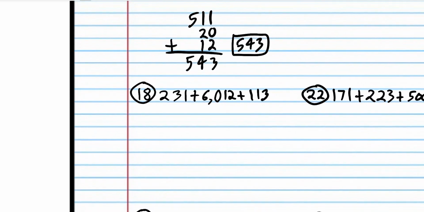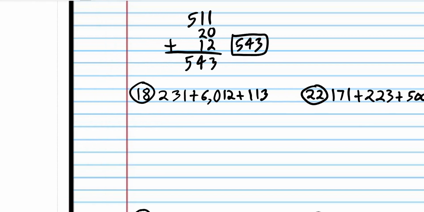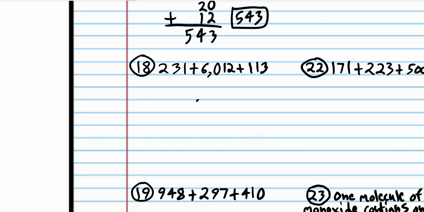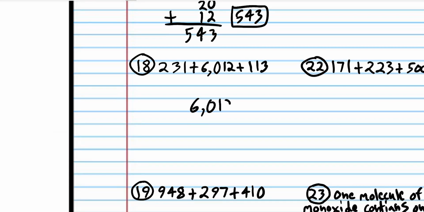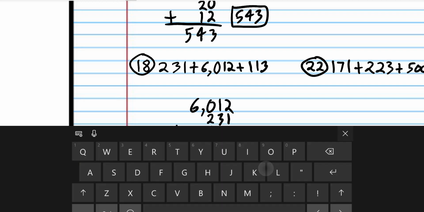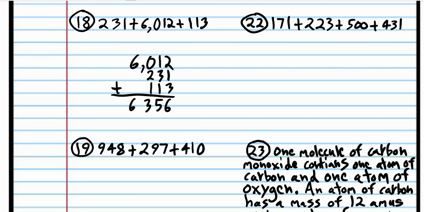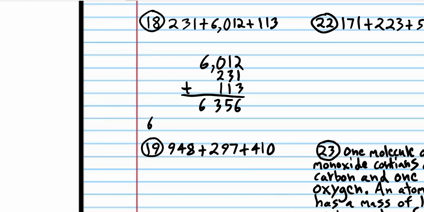All right, let's do another one of those. 6,012 plus 231 plus 113. Add the numbers in the ones place. 2 plus 1 plus 3 is 6. 1 plus 3 plus 1 is 5. 1 plus 2 plus 0 is 3. 6 plus 0 plus 0 is 6. And the final answer, 6,356.